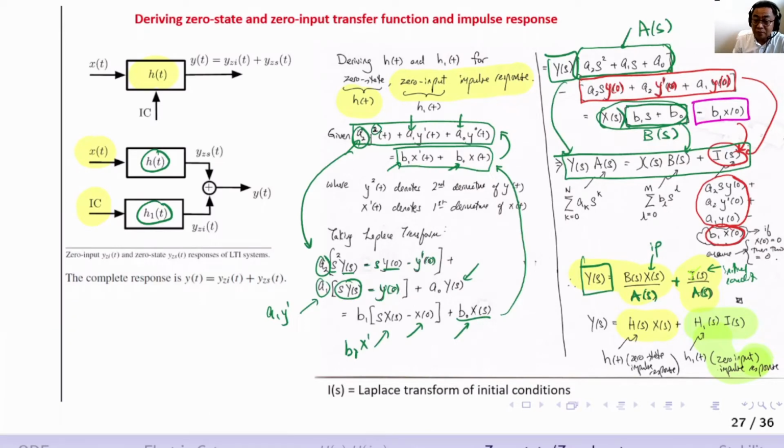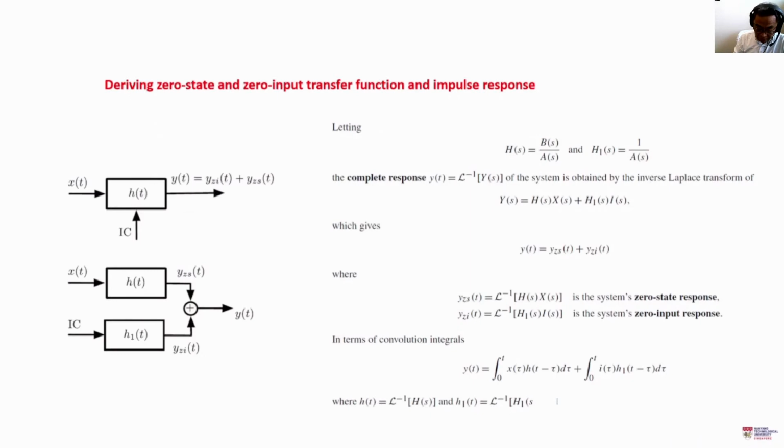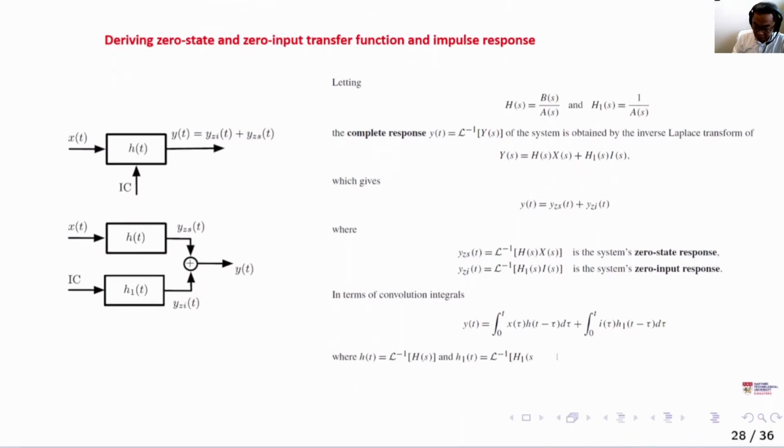So with these slides, we understood that now we can cleverly divide the response into two parts: one due to the input, one due to the initial condition. The one due to the input is called zero state, and the one due to the initial condition is called zero input. The next slide shows the same information. You can read it on your own. And with that, we'll go to the example in the next slide. Thank you.